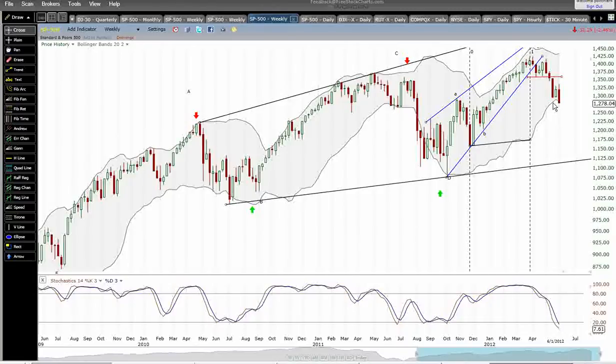And we may expect a rebound at this point. Next week should be very telling as far as that goes. So on a momentum basis, we have oversold momentum. We have the market below the lower Bollinger Band, though the bands are relatively tight.